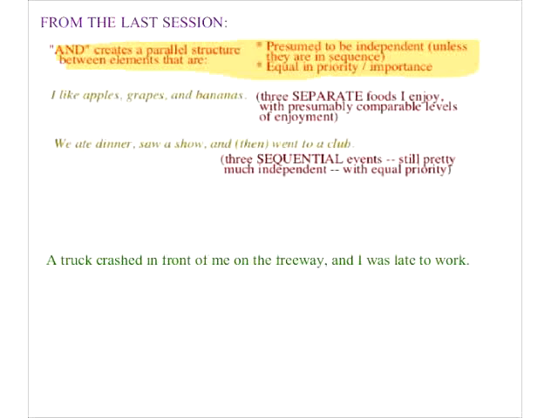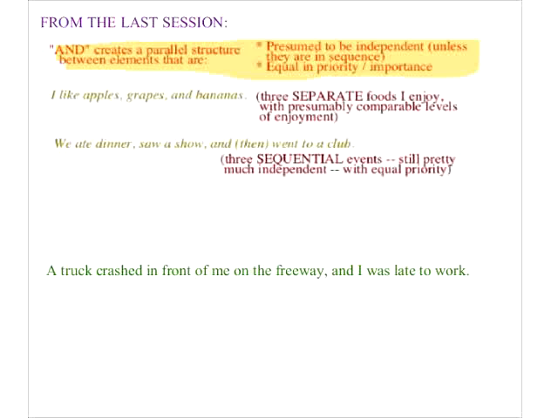So if you say, "A truck crashed in front of me on the freeway and I was late to work," if somebody spoke that sentence out loud, what they would pretty obviously mean is the truck made me late by crashing in front of me. But in the chat box, again, what is the actual implication of the way this is actually written on this page? Like, if you actually write "and I was late to work," what's the implication in the chat box?